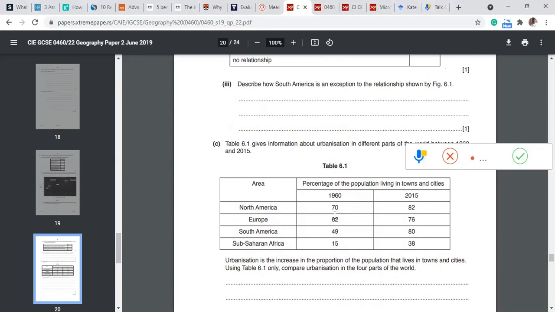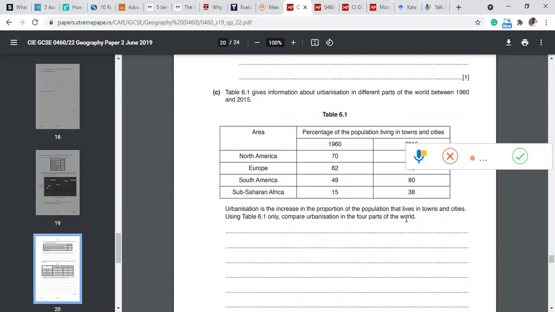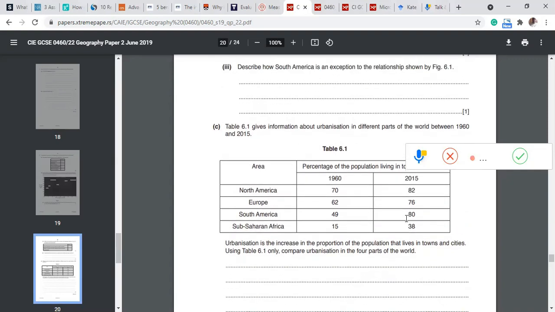So, in 1960, for North America, their percentage of urbanization grows from 70 to 82. In Europe, it grows from 62 to 76. Compare urbanization in 4 parts. Okay, we have to compare.